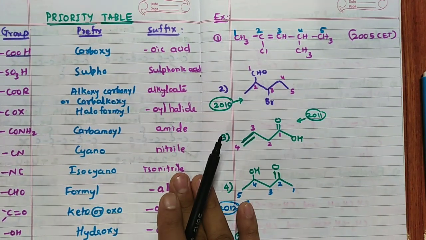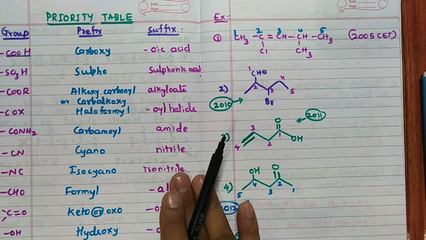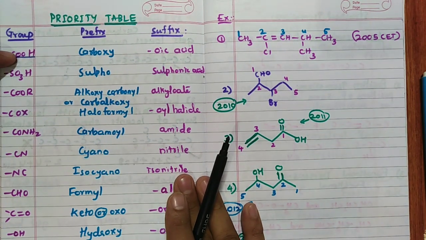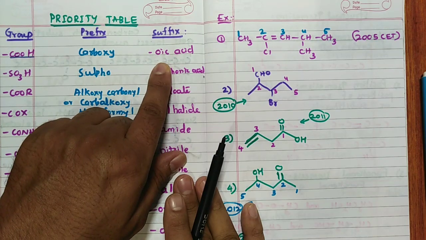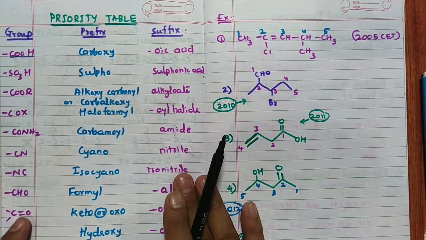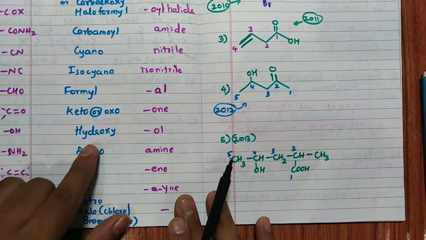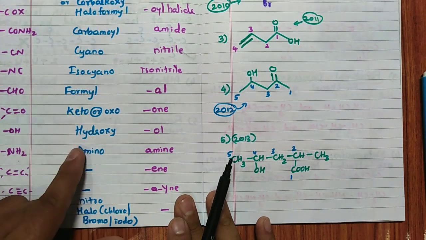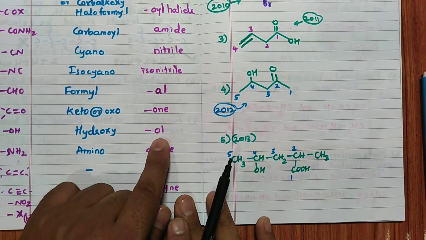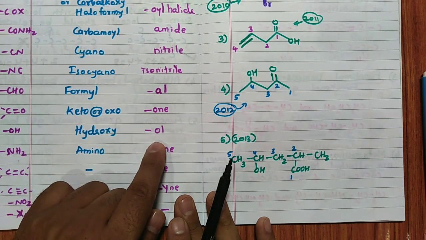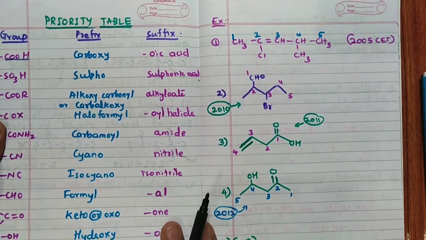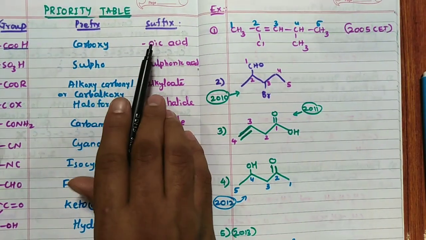Then this may be present as a substituent or as a main chain, depending on the priority. If a COOH group is present, it is always present as the main chain, not as a substituent. Hence, always you have to use oic acid. Remember, if OH is present as a substituent, we will write it as hydroxy, that is the prefix. The suffix is OL, that is alcohol, like that. Fine. So the name you can also say carboxylic acid.